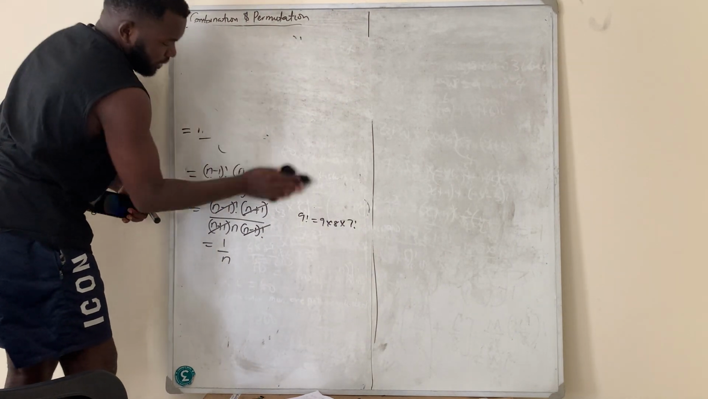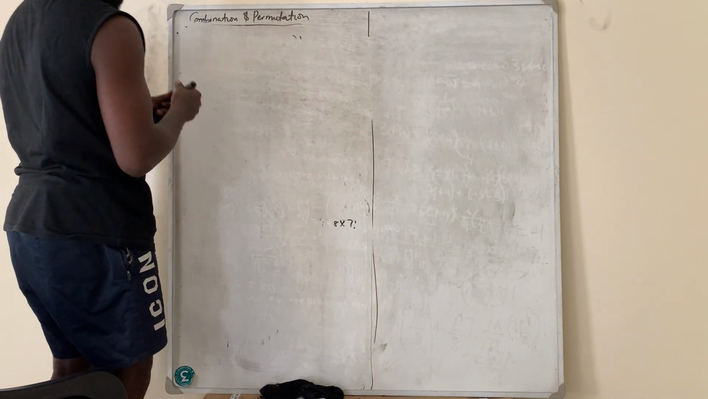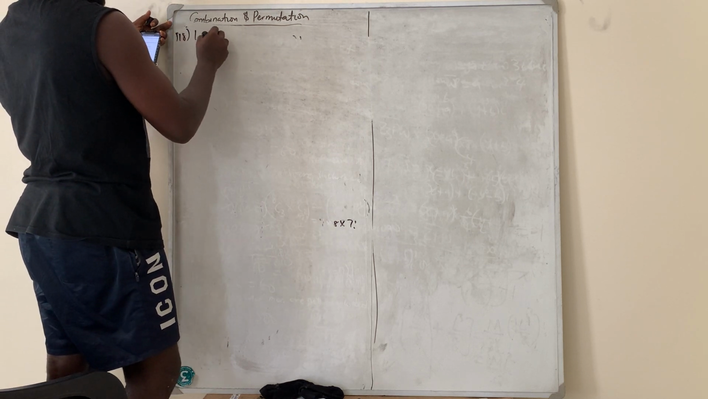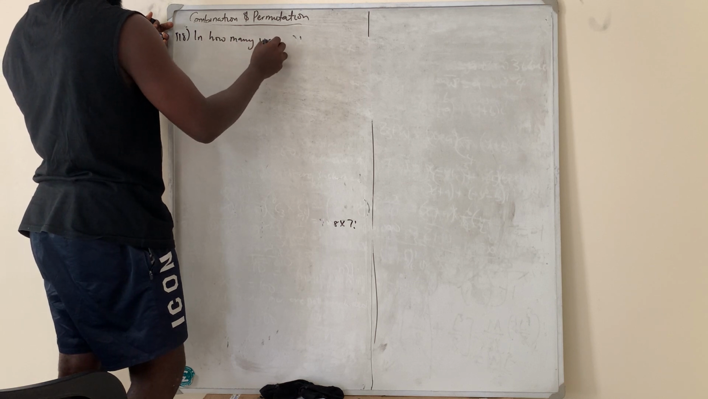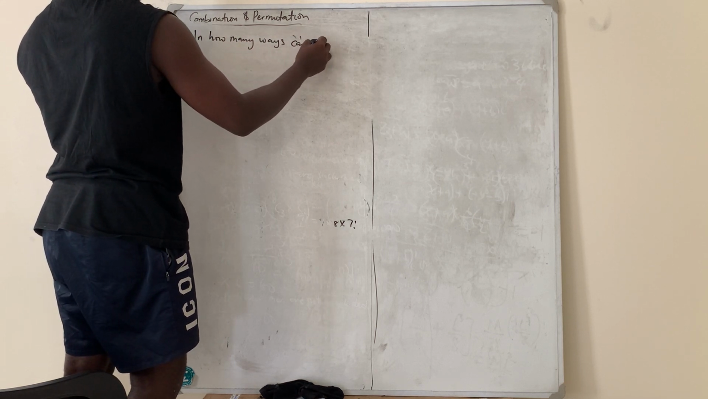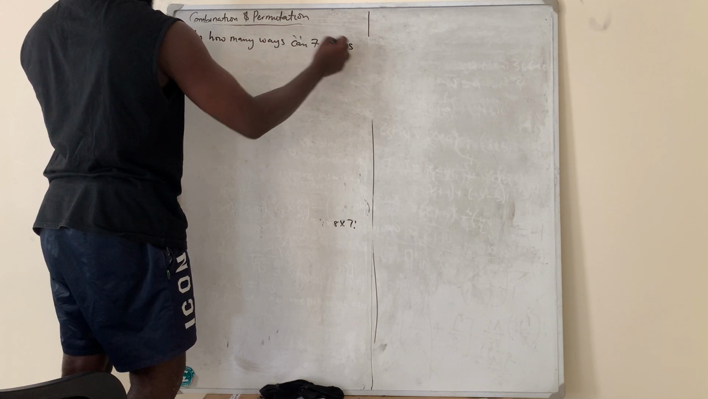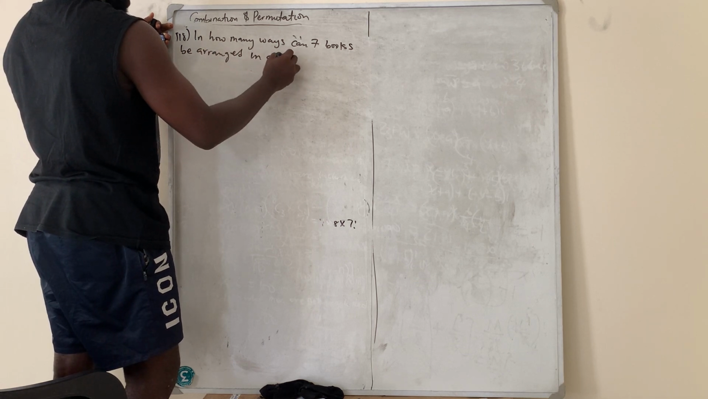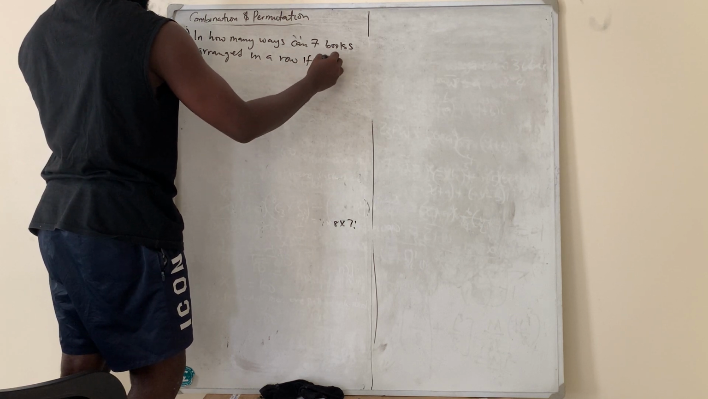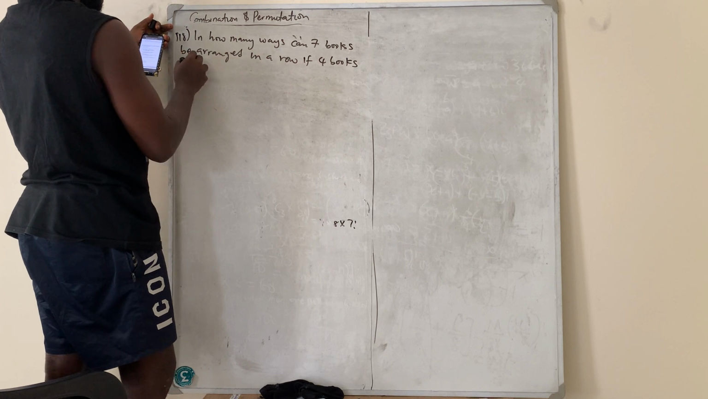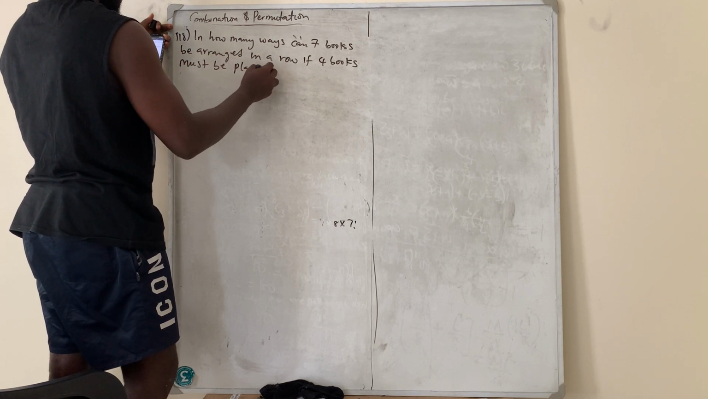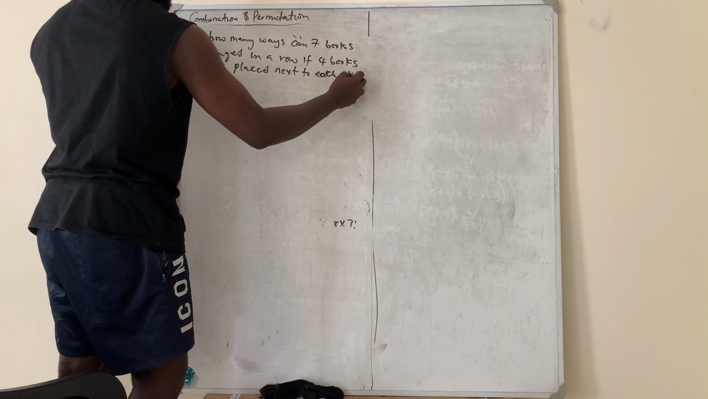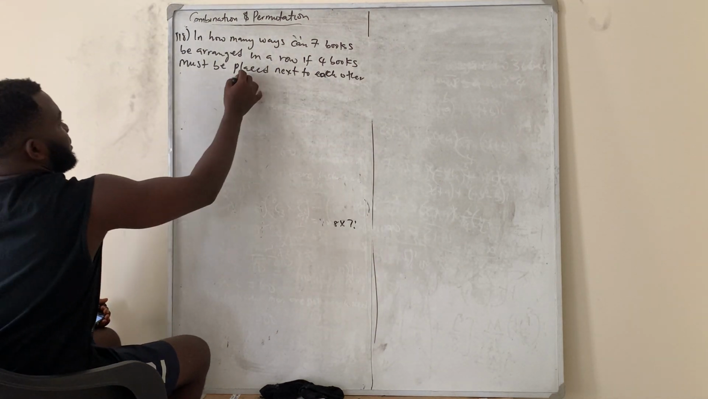So go to question number 118. Question number 118 said, in how many ways can 7 books be arranged in a row if 4 books must be placed next to each other? Now placing something next to each other means they are together.